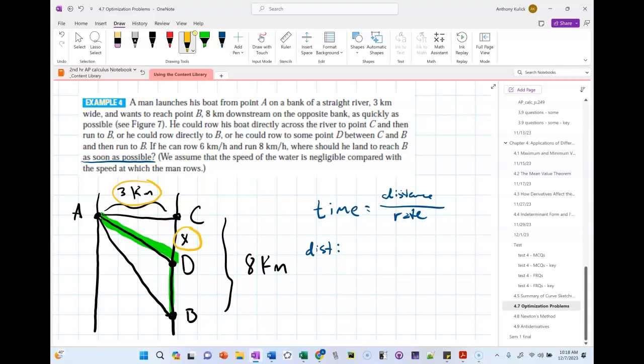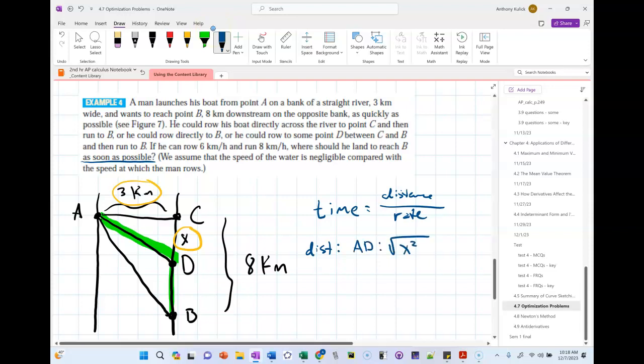So if I know that those are 3 and that's X, how long is AD? Square root of 9 plus X squared. How do I know that it's not plus or minus? It's a distance. Great. Perfect. Yep. And then how's my distance from D to B? Very good. 8 minus X.